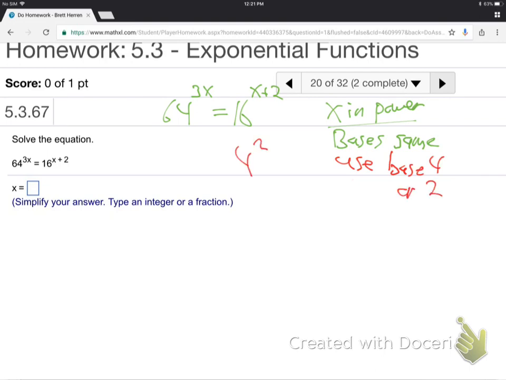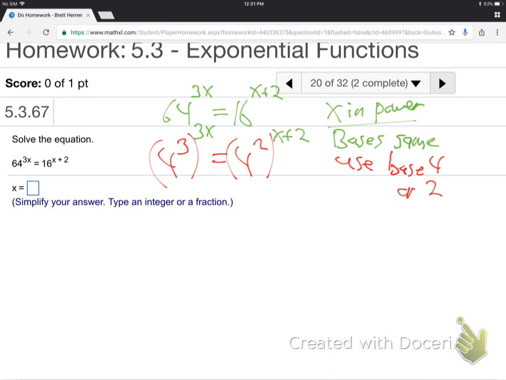So this is 4 squared, right? 16 is 4 times 4. And 64 is 4 cubed. So then you do that 3 times 3x, which would be 9x. Everybody see what happened there? I made both of them out of the same base. 3 times the 3x. See that?